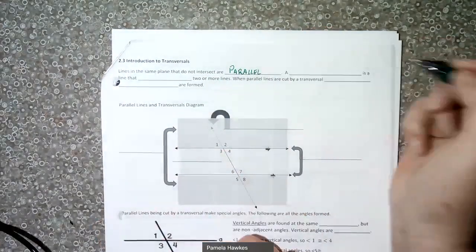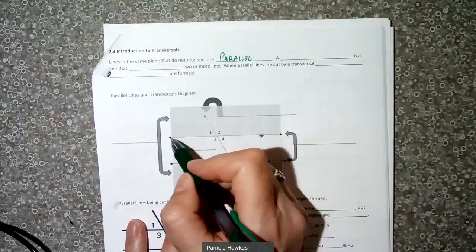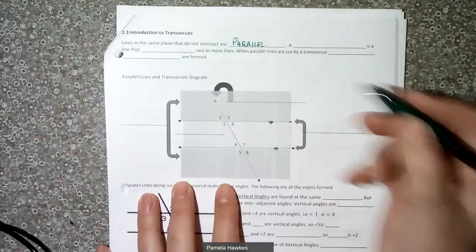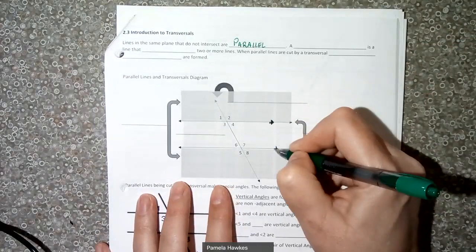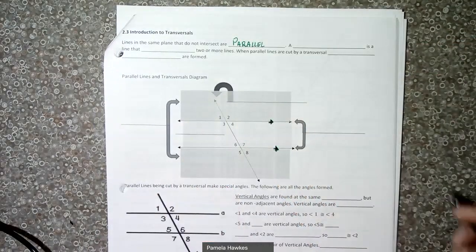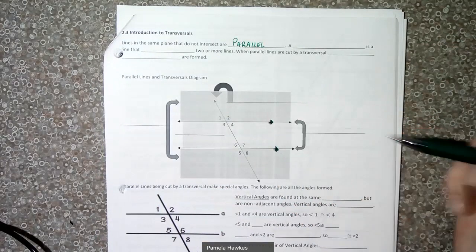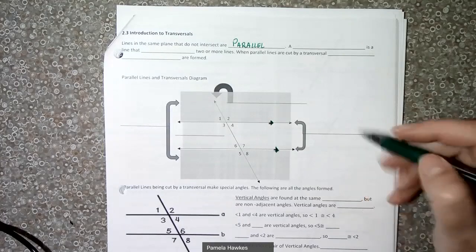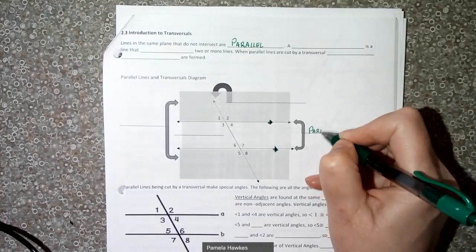So I got two parallel lines right here. One right here, one right here. When I draw parallel lines on a paper, I'm going to put a little arrow on it. And as soon as you see this little arrow on my two lines, you know they're parallel. So these two lines are parallel lines. We're going to write these two lines are parallel out here.